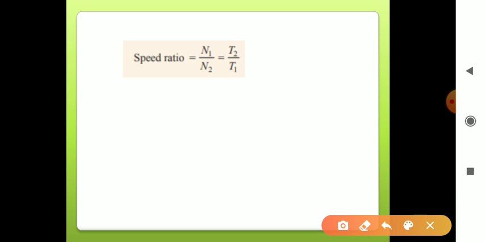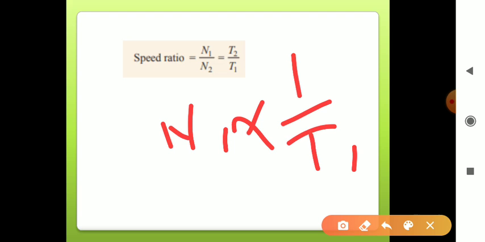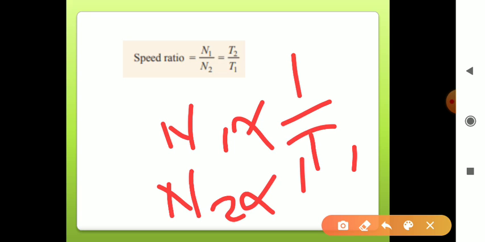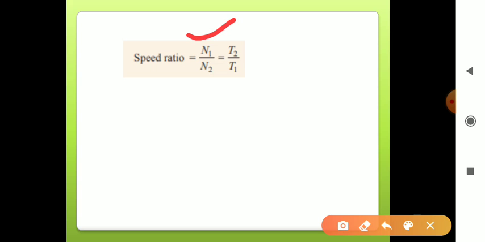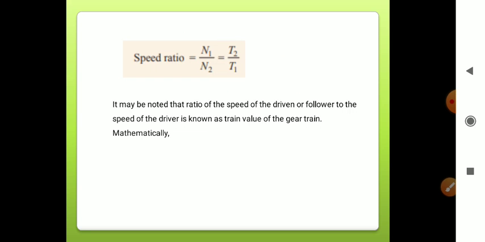So the speed ratio is the driver divided by the driven, that is N1 by N2, and the speed is inversely proportional to the number of teeth. N1 is inversely proportional to T1, and N2 is inversely proportional to T2. So the speed ratio, driver speed N1 divided by driven speed N2, is equal to the number of teeth of 2 divided by the number of teeth of 1. So the speed ratio N1 divided by N2 is equal to T2 divided by T1.